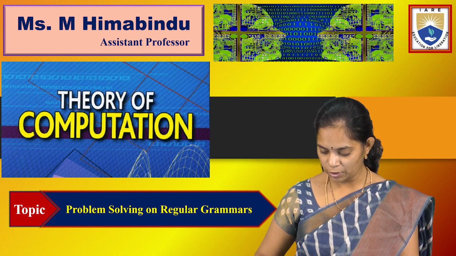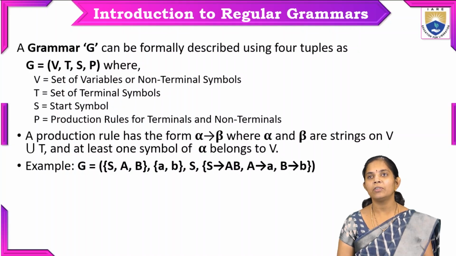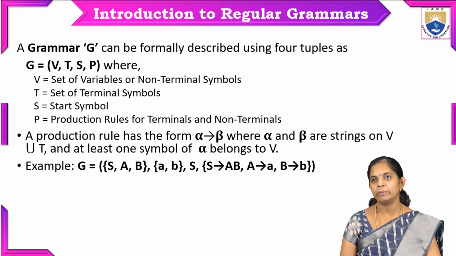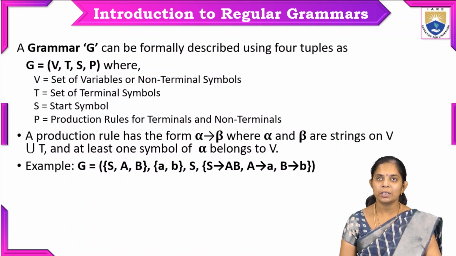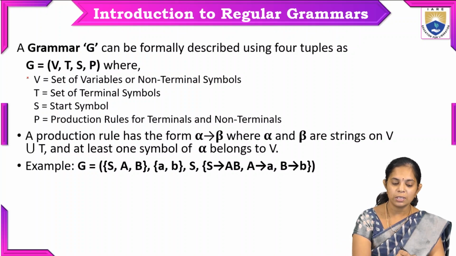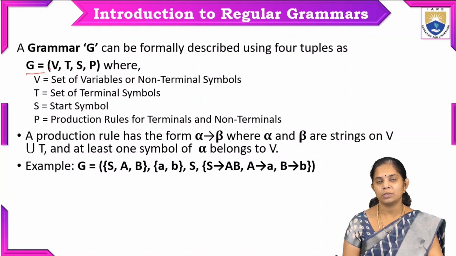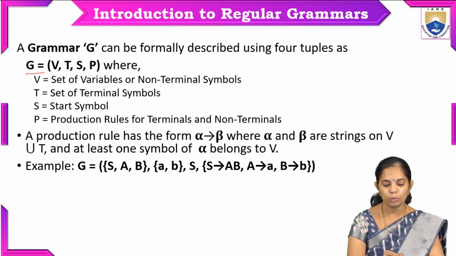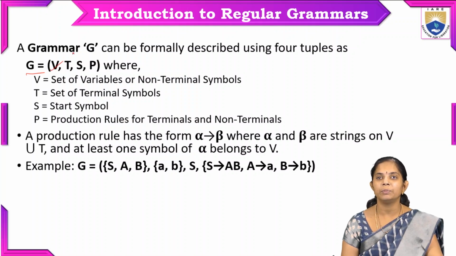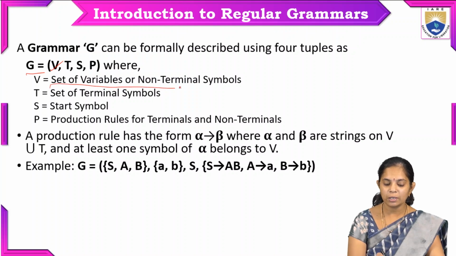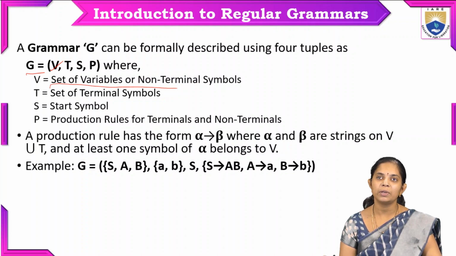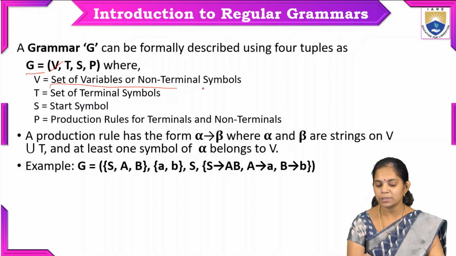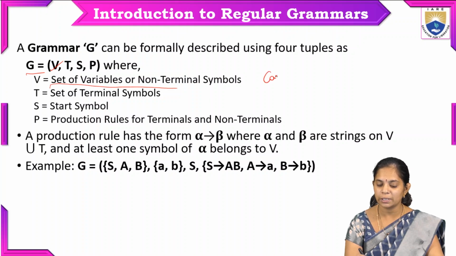Coming to the introduction of regular grammar, we already discussed the grammar, which has a four tuple representation. In this four tuple representation, G is a grammar and V is a set of variables or non-terminal symbols. We will represent these variables with capital letters.